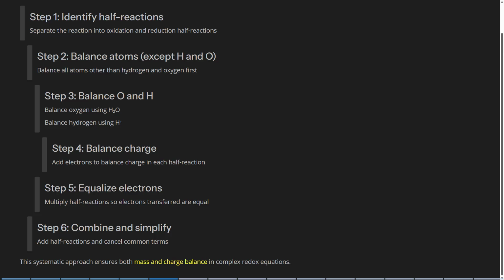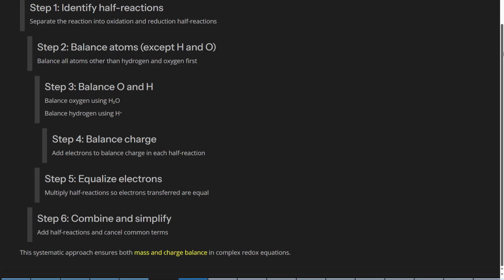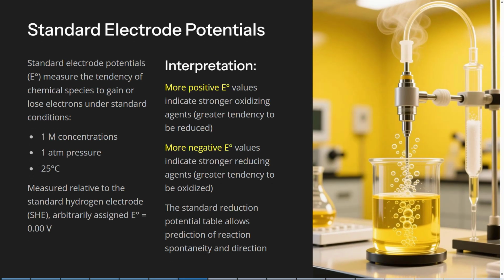Basic solutions add an extra twist to our balancing act. We start by balancing as if in acidic solution, then neutralize every proton by adding equal hydroxide to both sides. So hydrogen ion plus hydroxide ion makes water, and we cancel excess water molecules. It's like translating the equation from acidic to basic. Same fundamental chemistry, different chemical language.